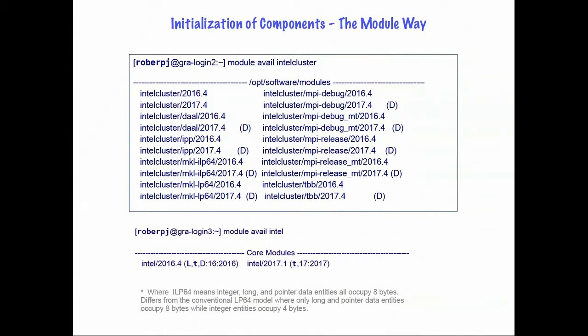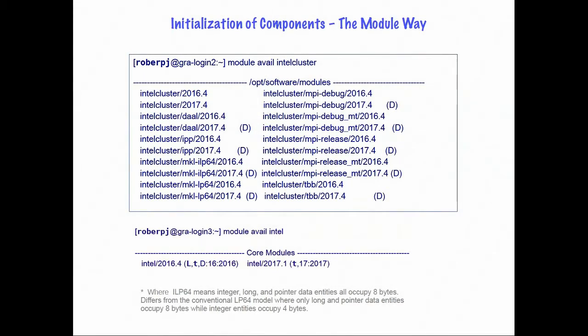The name Intel cluster is chosen to be distinct from what is on Graham right now, which would be the Intel module. So when you log in, your default environment is set to include, as shown at the bottom of this slide, a couple of Intel modules that it has available. It shows you what's available. There's two of them available, and the one that is actually in your environment is the 2016 version.